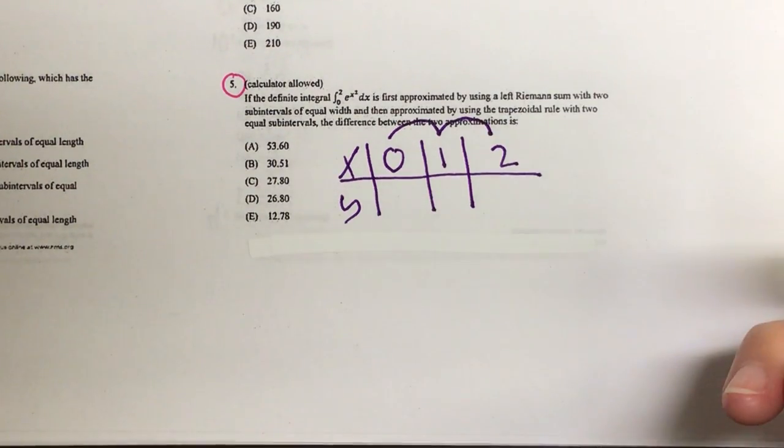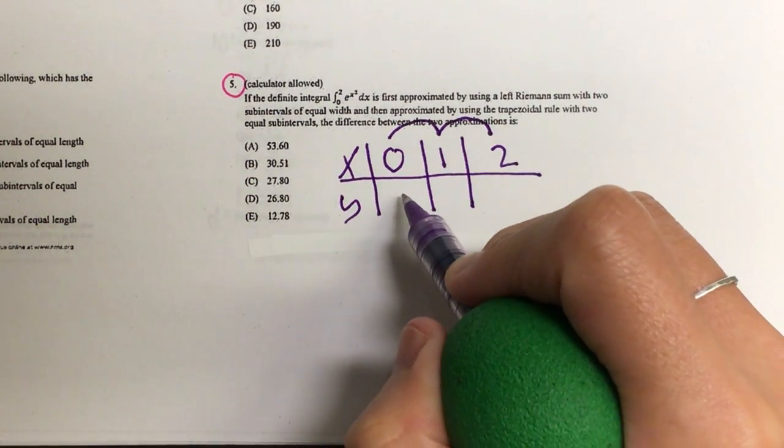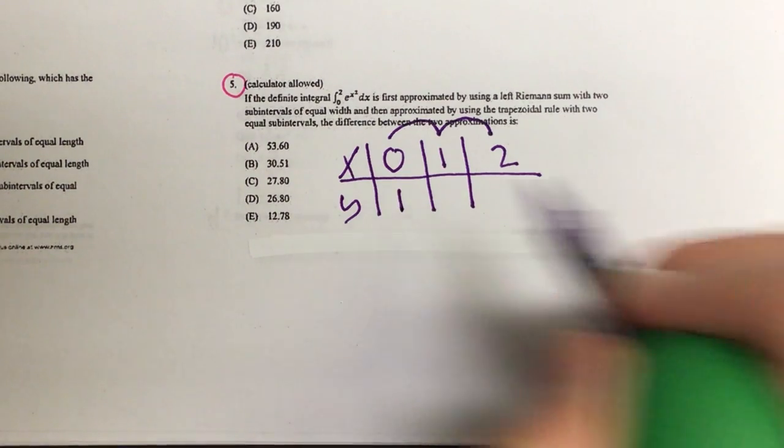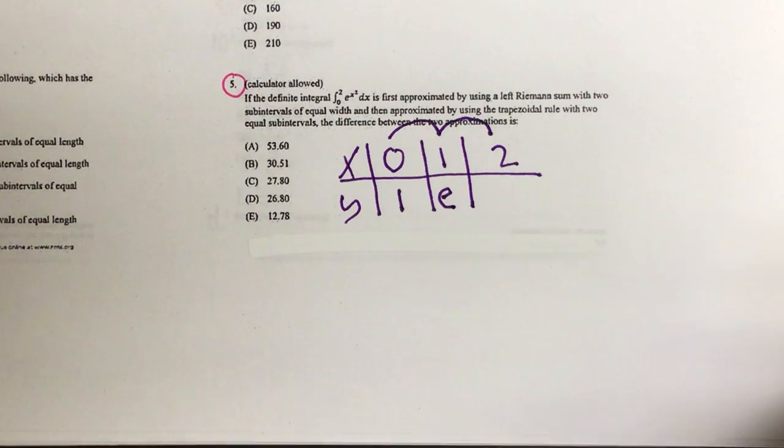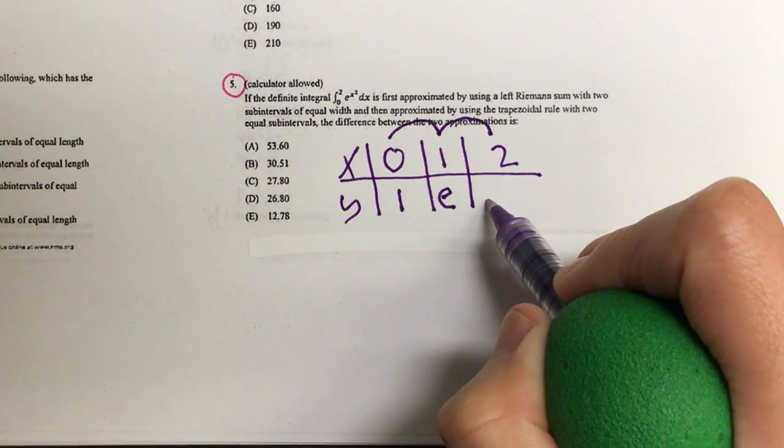So if I plug in the 0, we're going to get e to the power of 0. What is e to the power of 0? 1. And then for the next one, we could write out just e, because e to the power of 1 all squared is still 1. And then we have e to the power of 4.